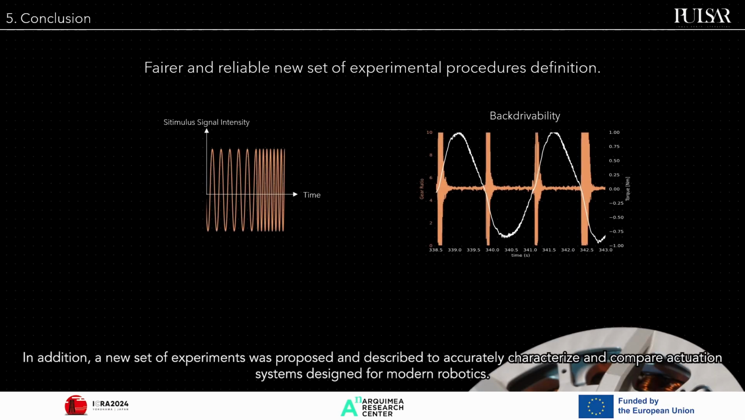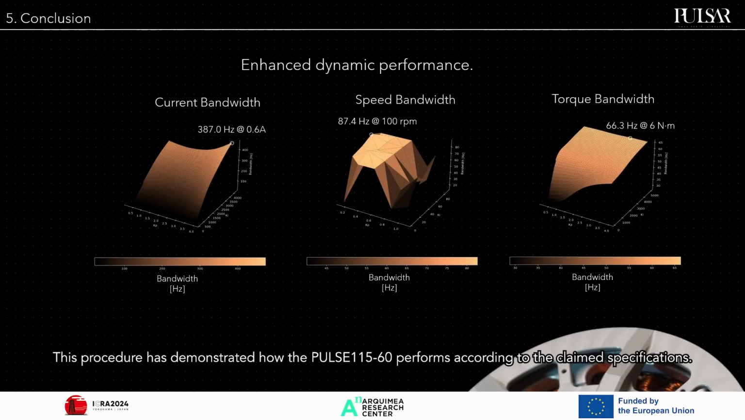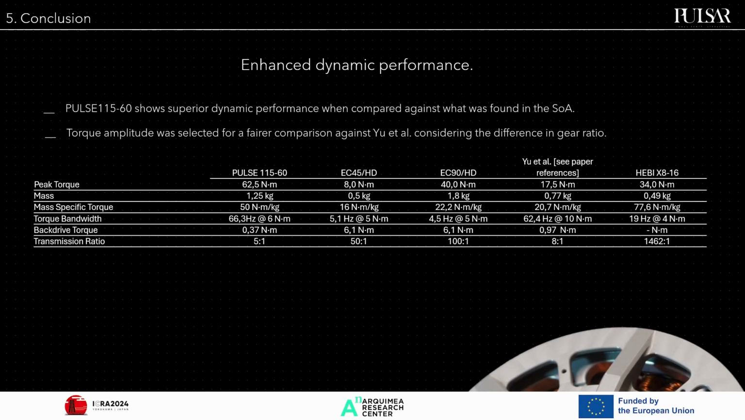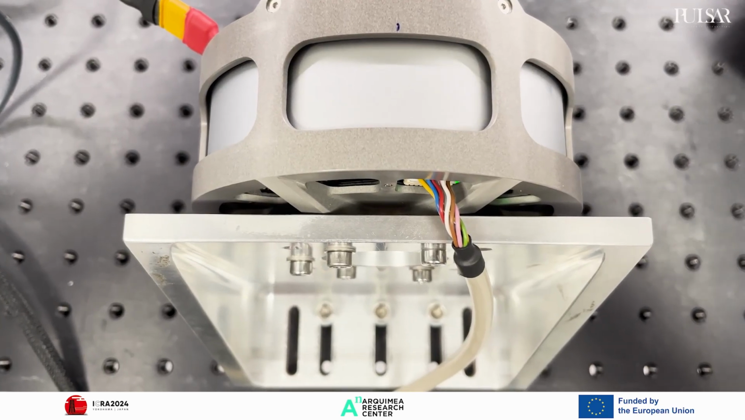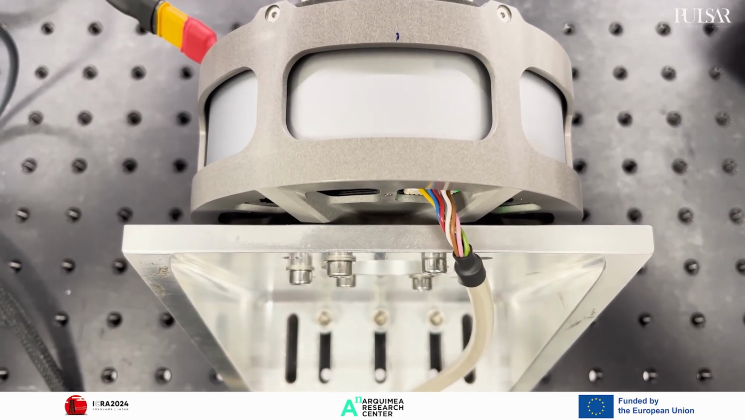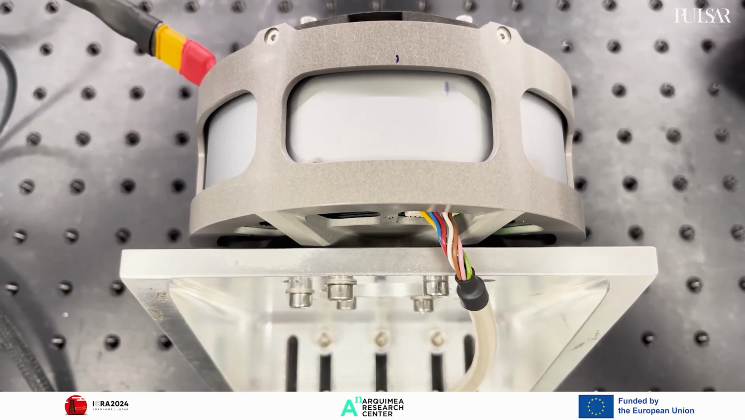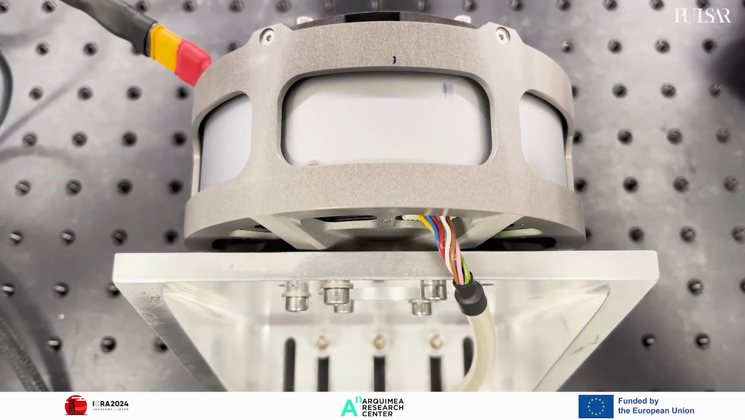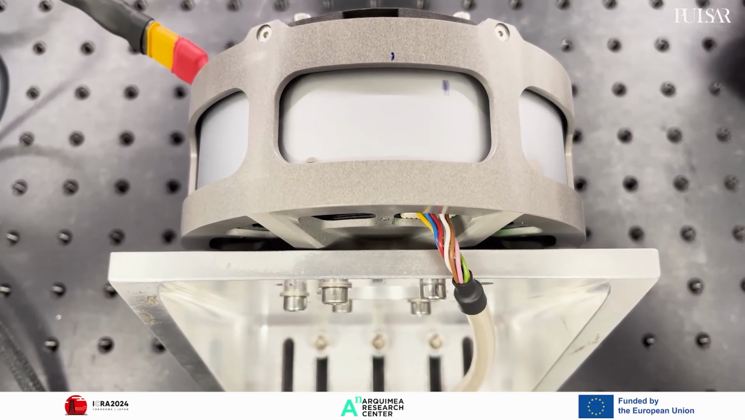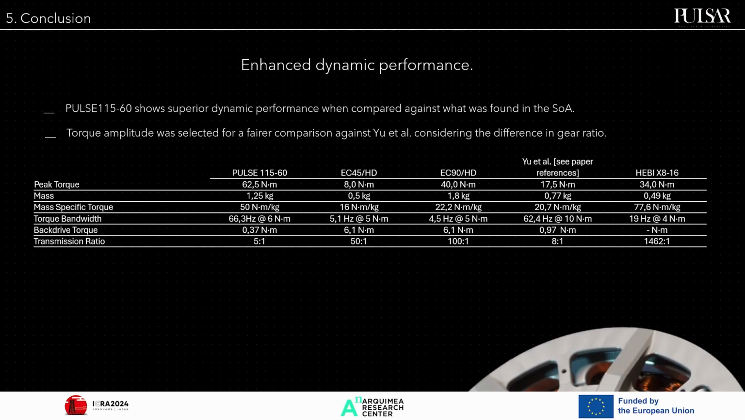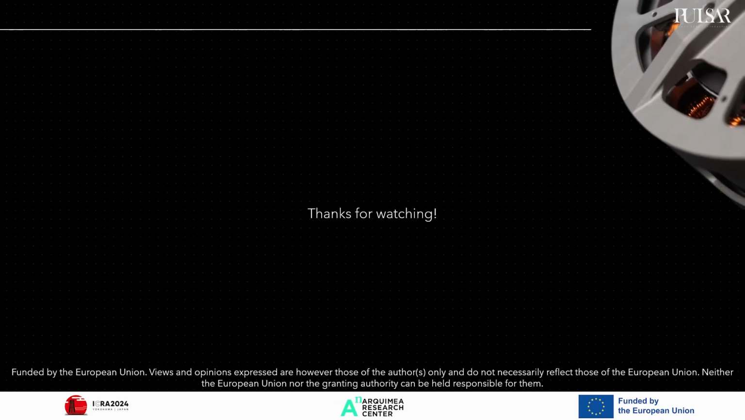In addition, a new set of experiments was proposed and described to accurately characterize and compare actuation systems designed for modern robotics. This procedure has demonstrated how the Pulse 11560 performs according to the claimed specification. We invite you to read this contribution in order to get a more detailed overview on our design, experimental method, and setup. As we navigate the complexities of physical human-robot interaction, it becomes evident that significant strides are yet to be made.